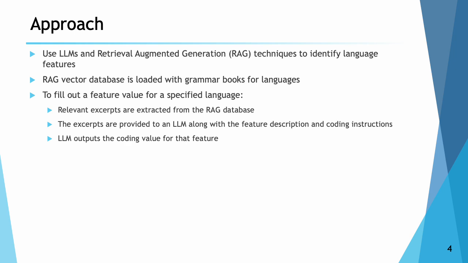Our approach uses a RAG vector database that is loaded with grammar books for languages. Filling out a feature value for a specified language involves two steps. First, relevant grammar book excerpts are extracted from the database using the feature question and description. And then second, the excerpts are provided to an LLM along with the feature description and coding instructions. The LLM then returns the coded value for that feature. And then we do this process for all the features for all the languages that we evaluated.